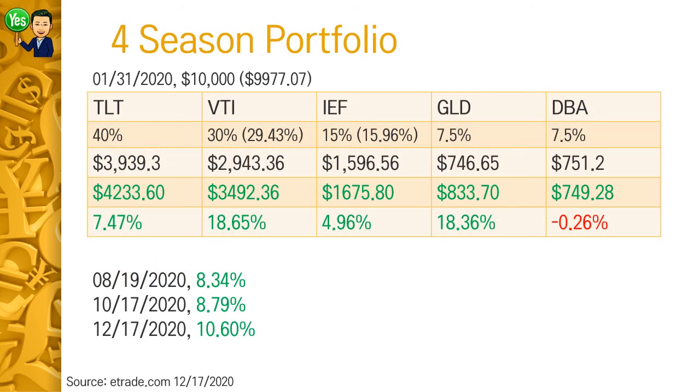Okay, now it's December 17 here. From January, it shows the individual returns of each investment, and that's still the beginning percentage, right? The beginning state. In August it showed 8.3%, in October it showed 8.7%, and today, in December, it shows 10.6%. So it's working.